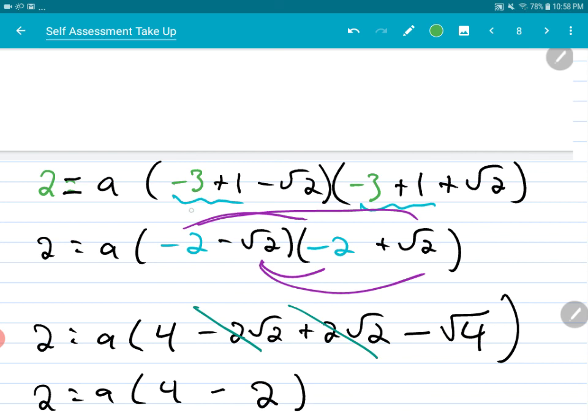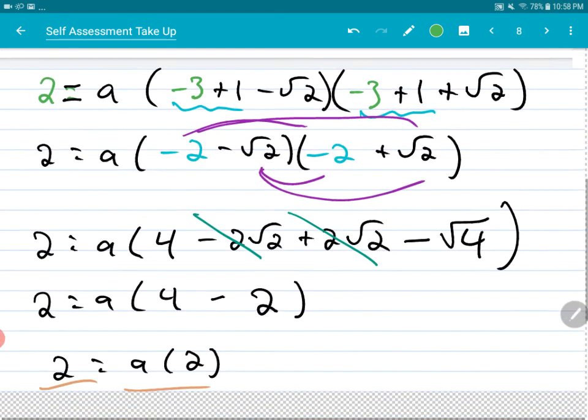With this blue underline here, you can see that we can still collect like terms before we start multiplying anything. It'll be too tricky if you don't. So you put the -3 plus 1 together, you get -2 minus root 2 and -2 plus root 2. Those are 2 brackets multiplied together with 2 terms each, so we need to FOIL, right? There's our purple line showing the double rainbow, the FOIL. And when you expand that, you get 4 minus 2 root 2 plus 2 root 2 minus root 4. So that's testing your knowledge of when you multiply 2 roots together, you multiply the numbers underneath the root sign.